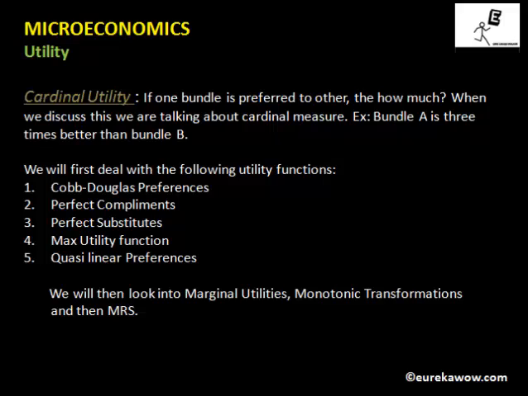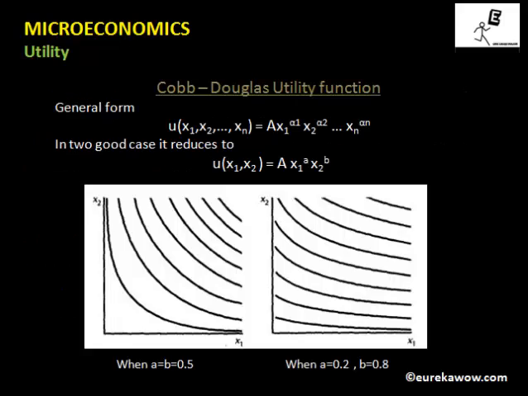Now what we are going to talk about is the utility functions of special cases like Cobb-Douglas preferences, perfect substitutes, complements, max utility function and quasi-linear preferences, and then we will move on to look into marginal utilities, monotonic transformations and MRS. First looking into Cobb-Douglas preferences. Now Cobb-Douglas utility function can be represented in a general form as shown here.